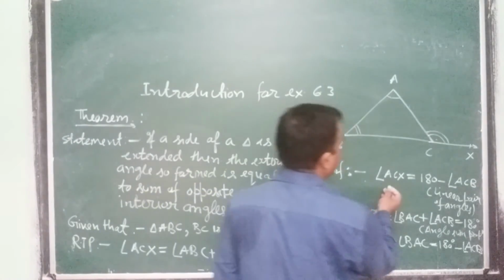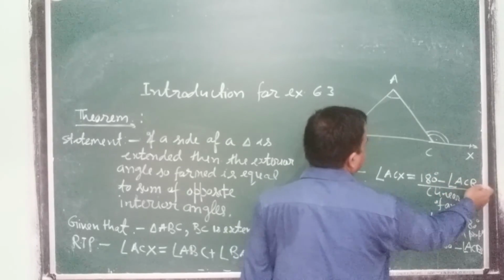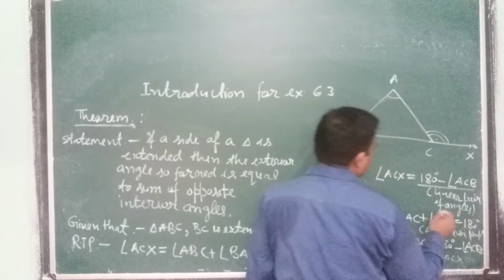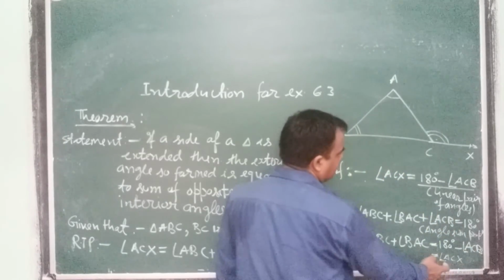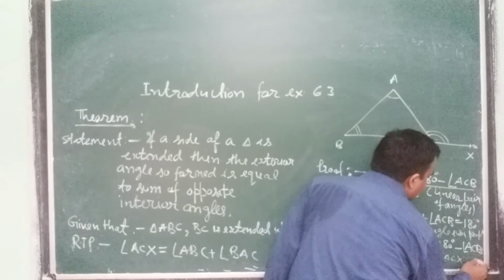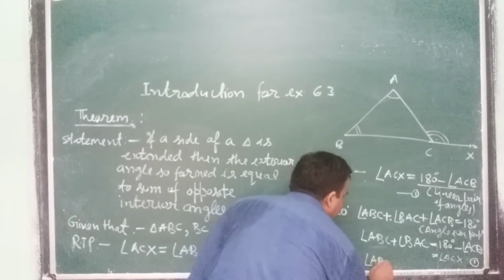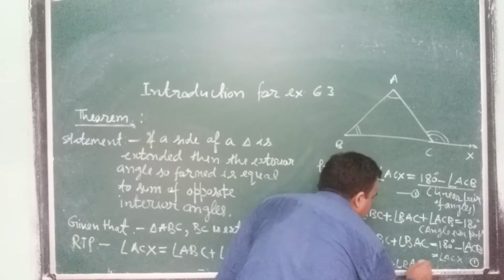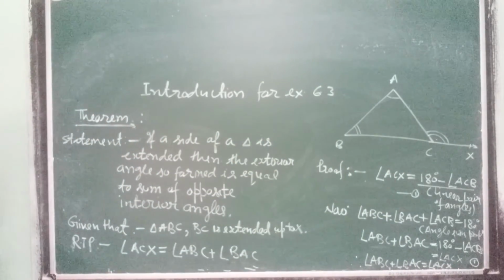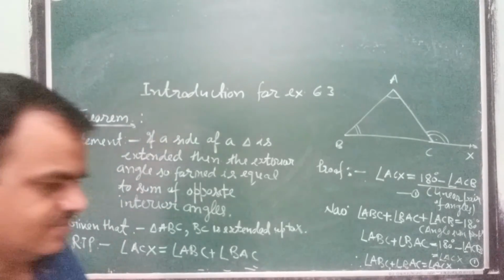But in the beginning, what have you written? 180 degrees minus angle ACB is equal to angle ACX. So to make it clear from where you are having this, let us write this as 1. So you may write 1, angle ABC plus angle BAC equals angle ACX, and hence proved. So this is all about your theorem, the second theorem of this exercise.